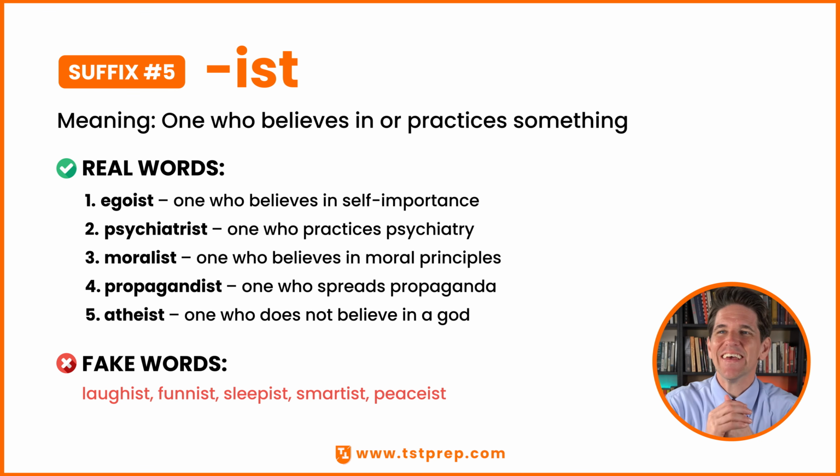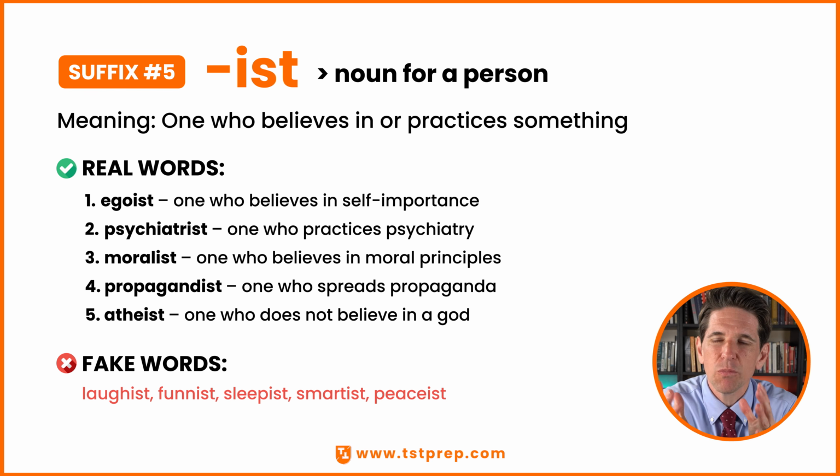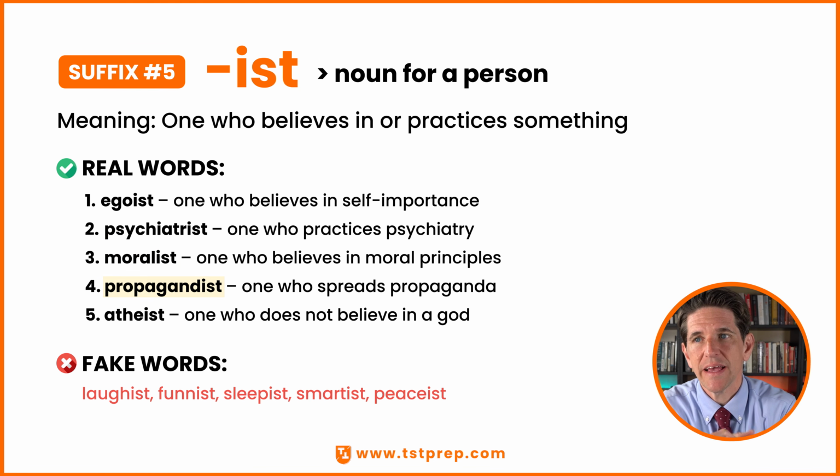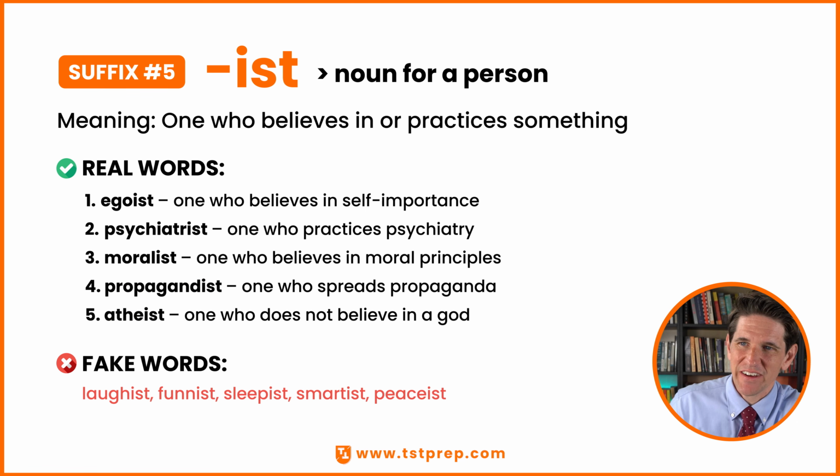The next one is ist. And so usually this is pretty negative when you say somebody is an ist. I always think of words like racist and sexist. There's a bunch of other ones as well. It's a noun for a person who believes in something. Egoist, psychiatrist, moralist, propagandist, atheist. All these are people that believe in something. I think these fake words are kind of funny.